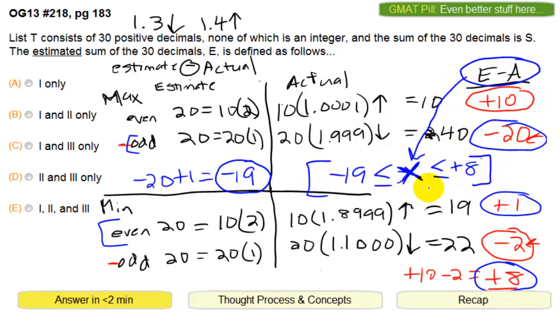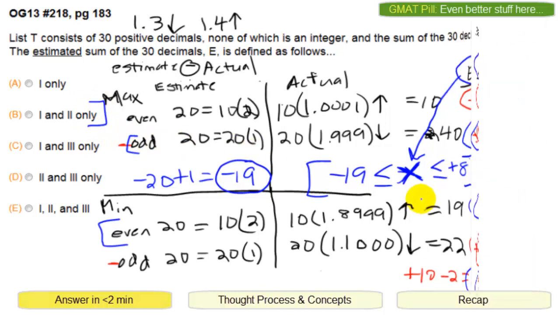So you have to go through all three possible values. You're given three possible values: minus 16, 6, and 10. Minus 16 works, 6 works, but 10 is outside of this range. So that means statements 1 and 2 are good, but not the other one. So that means the answer we want is answer choice B, 1 and 2 only.